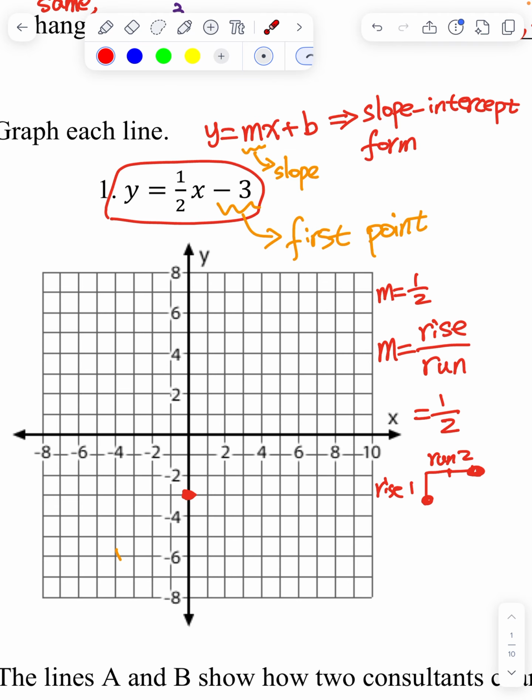Okay, my second point is right here. If you want to make more points, oops, what happened? Okay, go up 1, run 2, go up 1, run 2, go up 1, run 2. Connect those points. You get your graph.